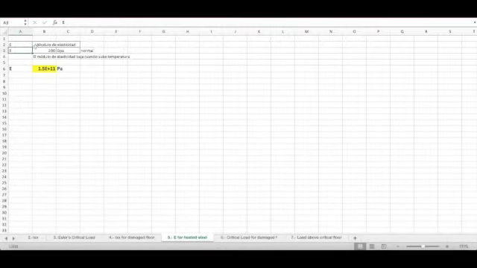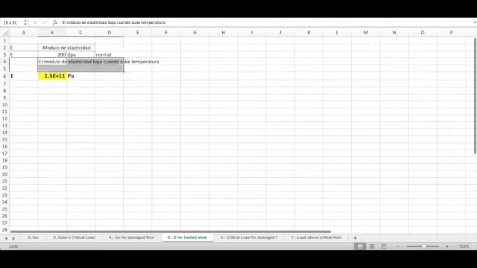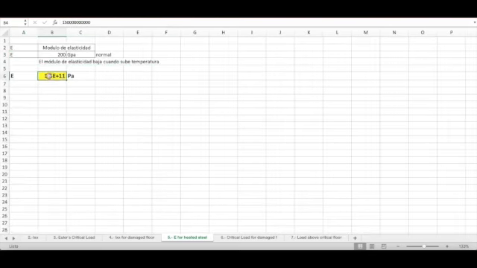Investigate the reduction in modulus for heated steel. The modulus of elasticity lowers when the temperature rises, therefore it must be less than 200, which is 150 as an estimate.